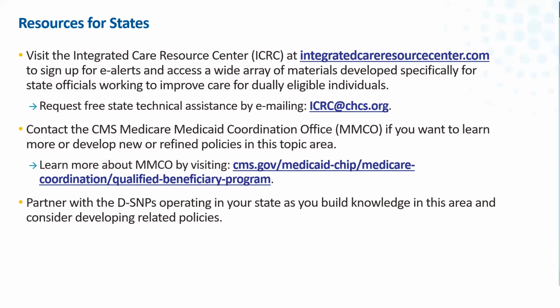There are a number of resources available to states working to integrate care for dually eligible individuals. States can visit the Integrated Care Resource Center, or ICRC, at integratedcareresourcecenter.com to sign up for e-alerts and access a wide array of materials developed specifically for state officials working to improve care for dually eligible individuals. States can request free state technical assistance by emailing icrc@chcs.org. States can also contact the CMS Medicare/Medicaid Coordination Office to learn more or develop new or refined policies in this area. You can learn more at the CMS website listed on this slide. Finally, states can work with the D-SNPs operating in their state to learn more about this topic area and consider development of related policies.